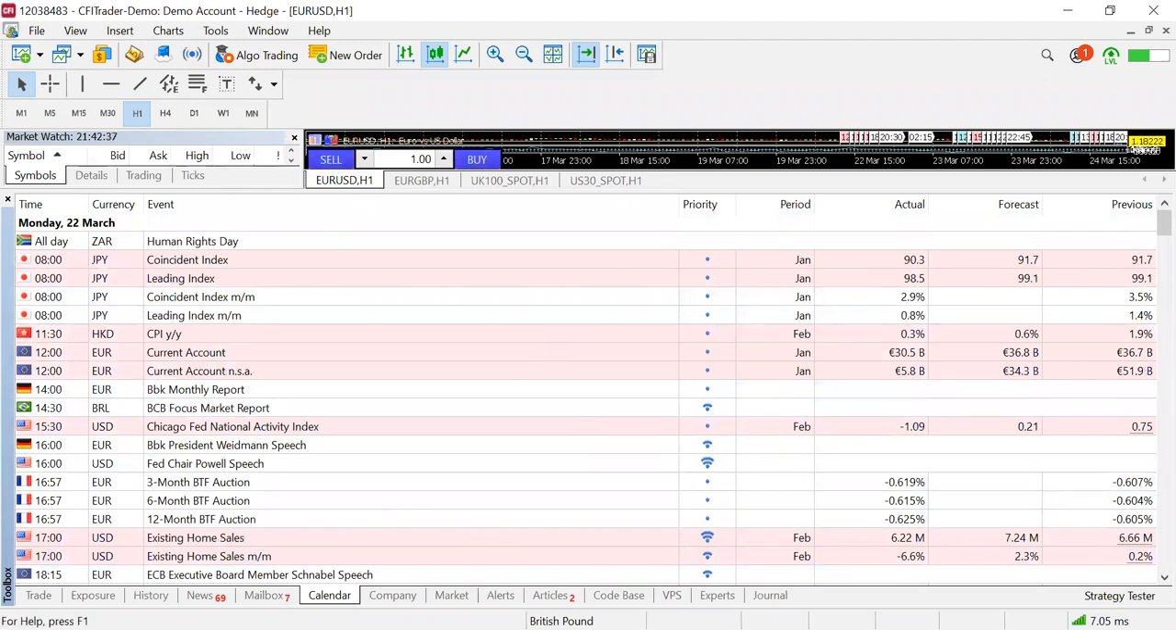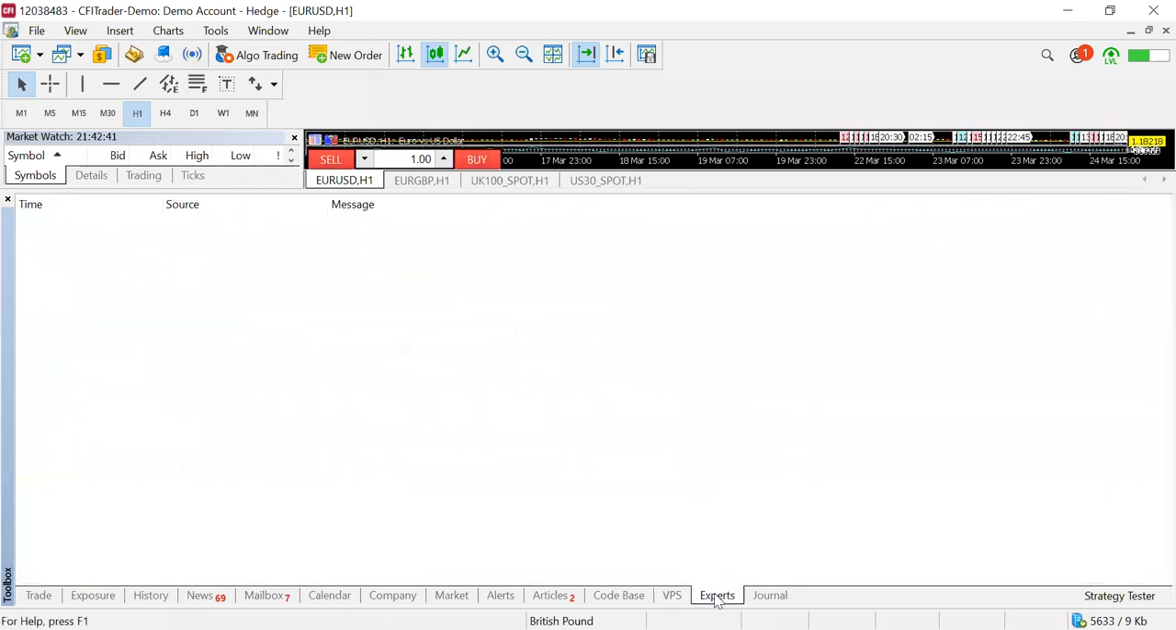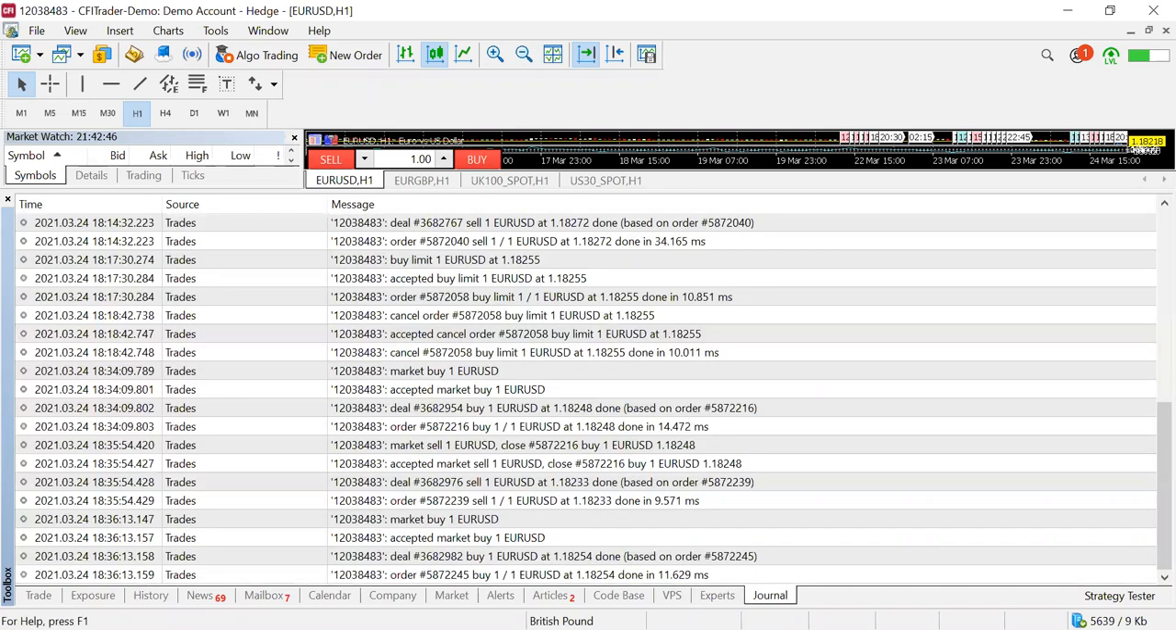The other tabs are not really that relevant. If you use any VPS, it would show here. If you have any expert advisor, you would see it here. And the journal is a little bit of history of everything that's happening in your account. Every time you log in or log out, it shows here. Any trade that you place will also show here, even those orders that you canceled, and pending orders as well, okay?